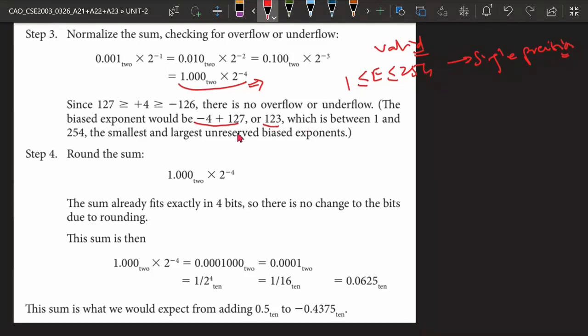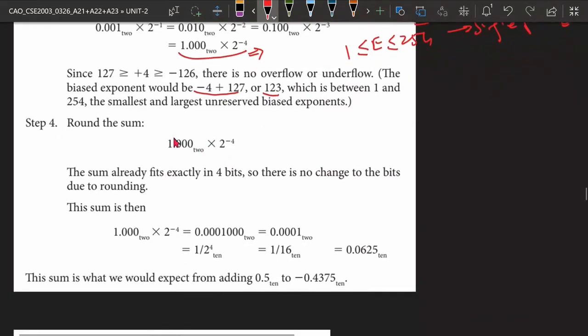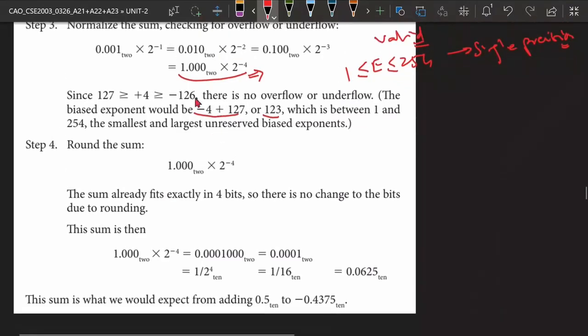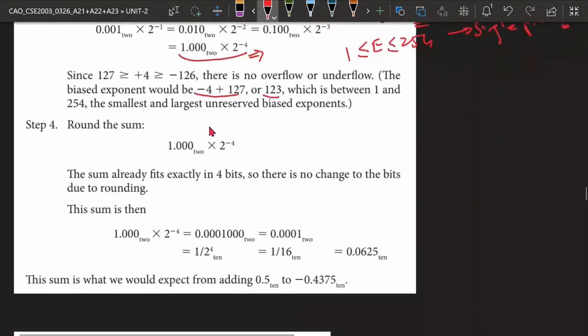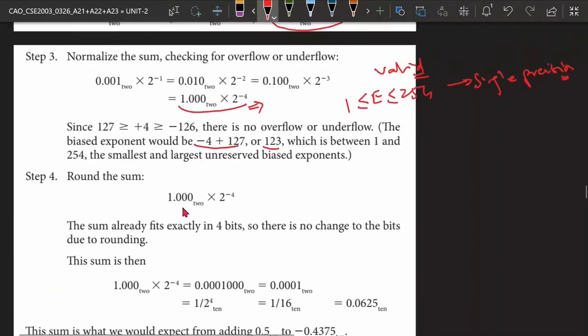It is a valid number and it can be represented in floating point representation in single precision. After doing this exponent calculation and then normalization, we need to do the rounding. There is no need for rounding, because the 4 bits that are there are representing the 4-bit precision. So there is no need for rounding.